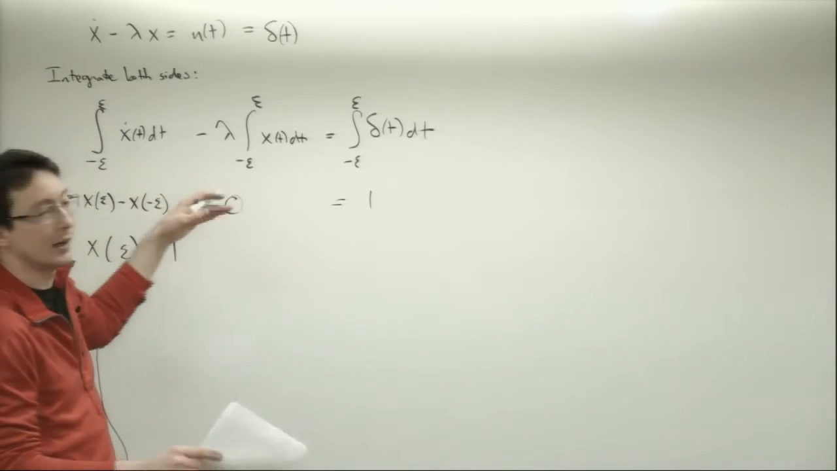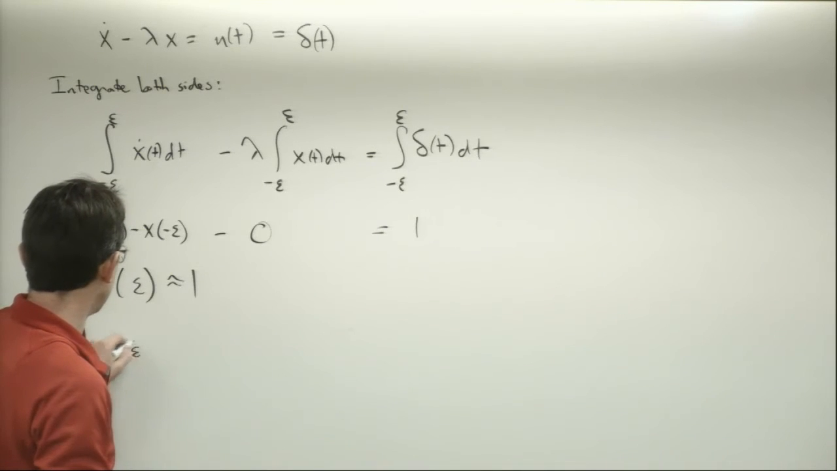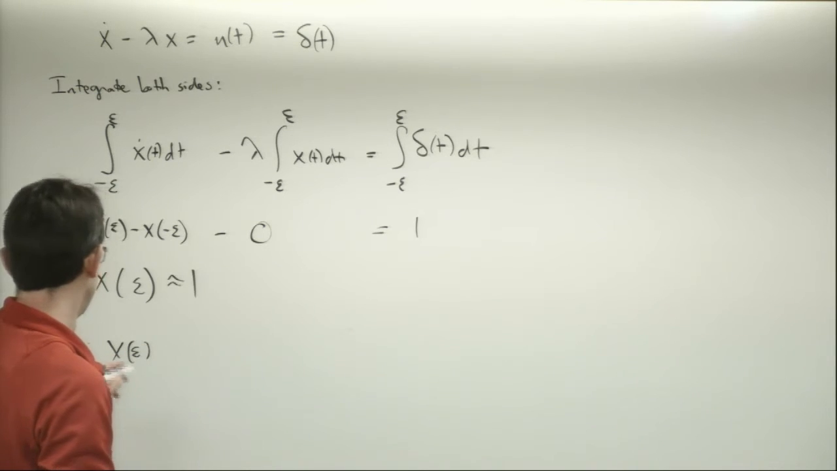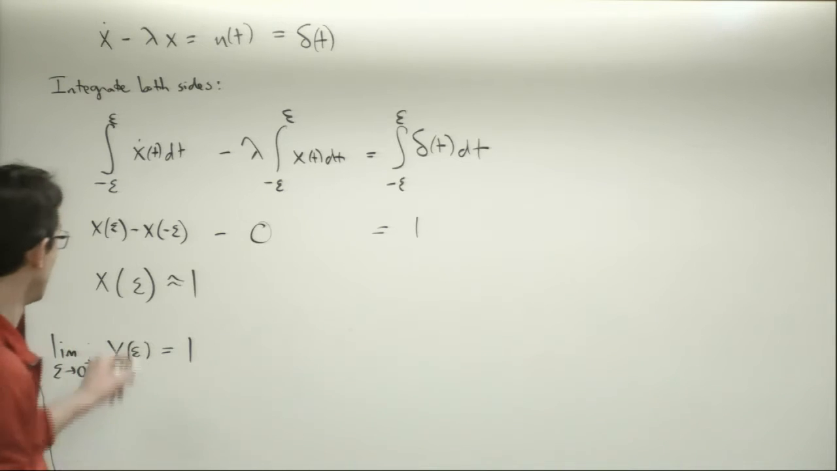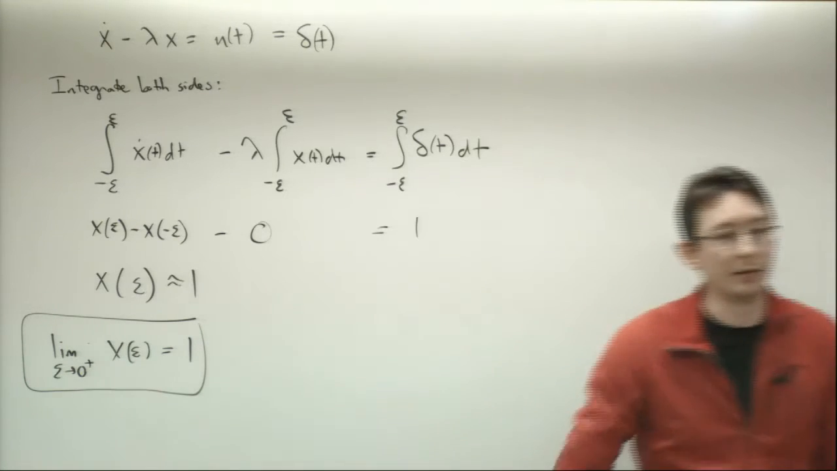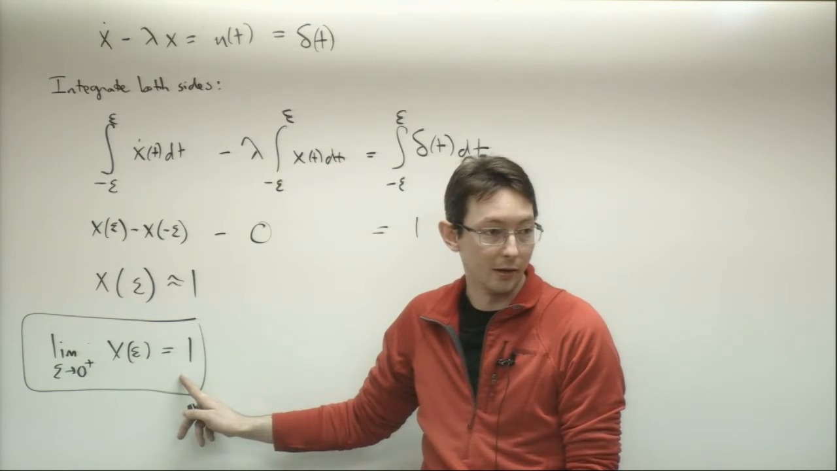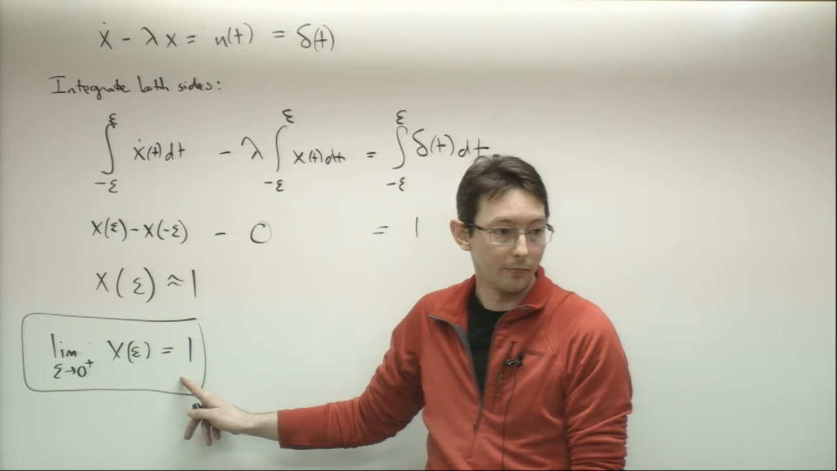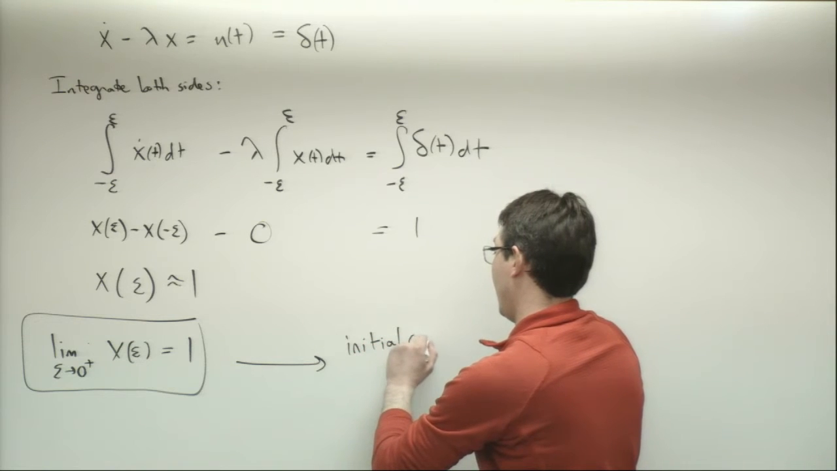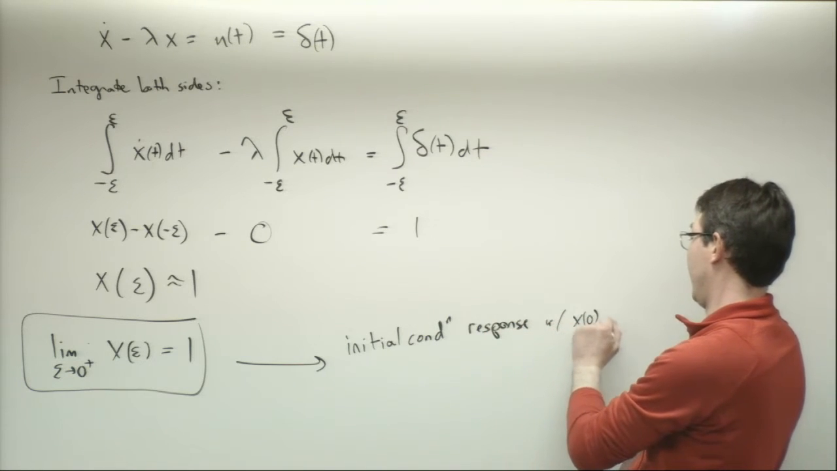And I'm making a very crude argument. This is basically equal to 1. And x of epsilon in the limit as epsilon goes to 0 plus, equals 1. So this becomes exactly true as epsilon goes to 0. What that means is that this delta function at time 0 essentially gives my system an initial condition of 1 at time 0. So this delta function is just like an initial condition response, with x of 0 equals 1.